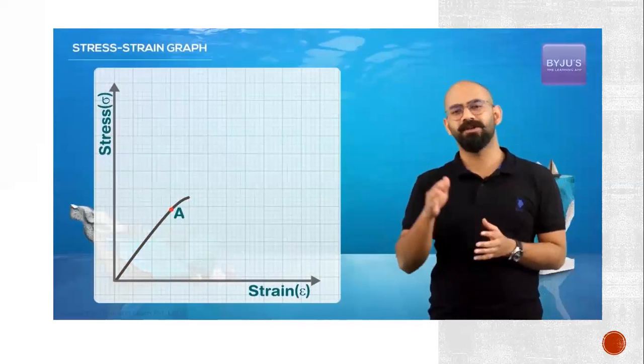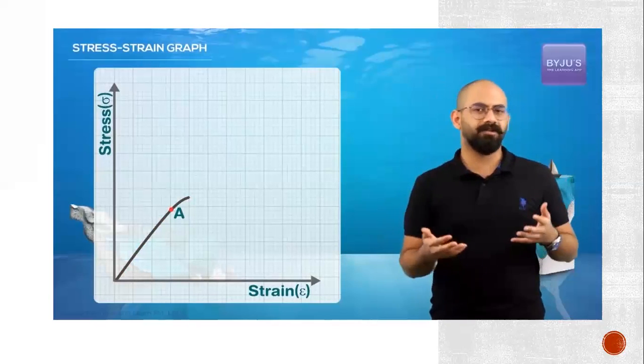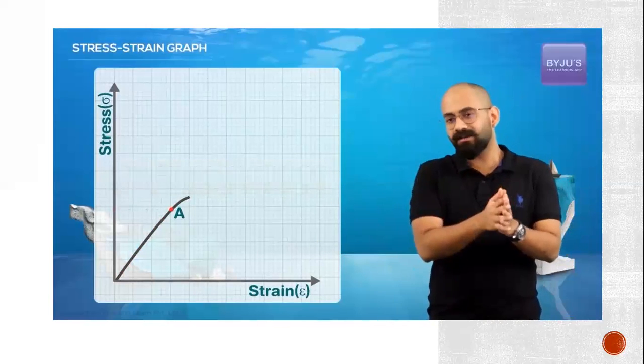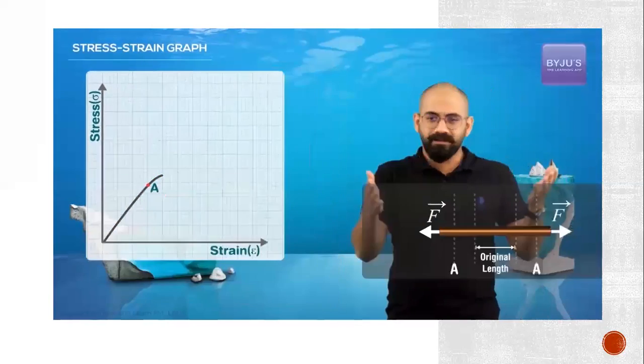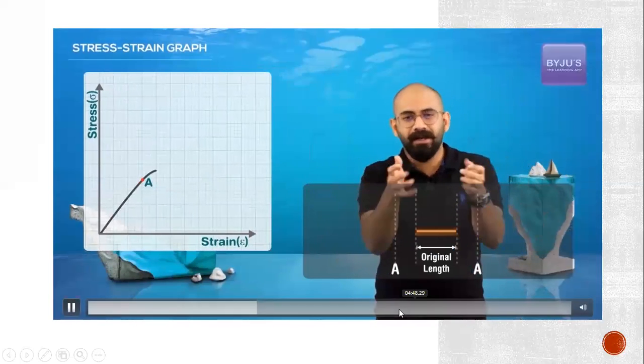So this is what happens. That point A, till where the proportionality is valid, is called the proportionality limit. And beyond that, there is no more proportionality. Okay, so that happens. But even though the proportionality is not valid, if I bring it back, right?